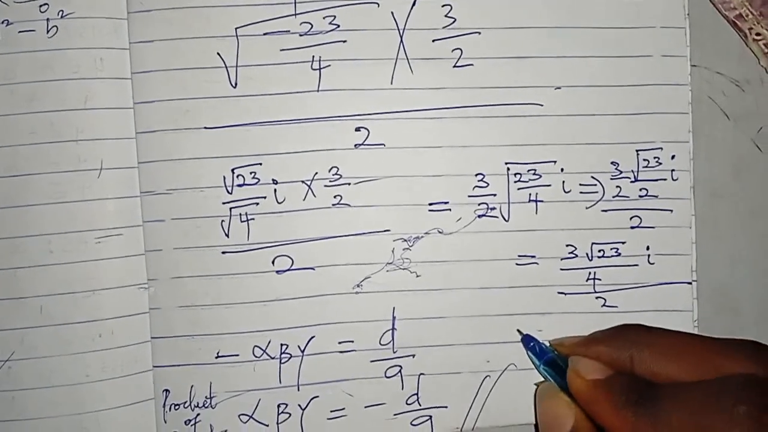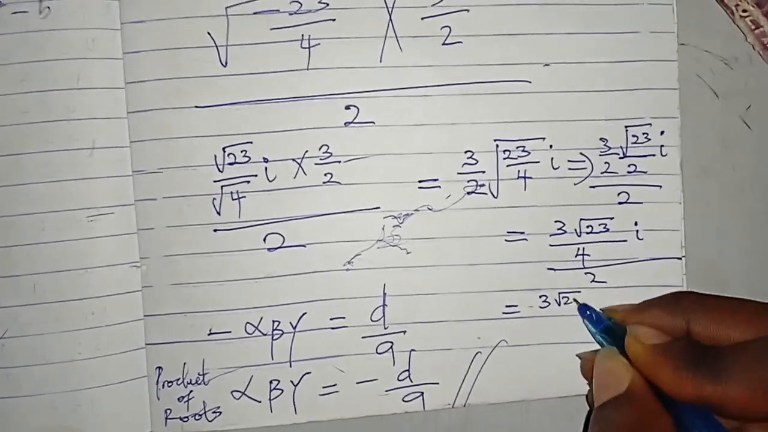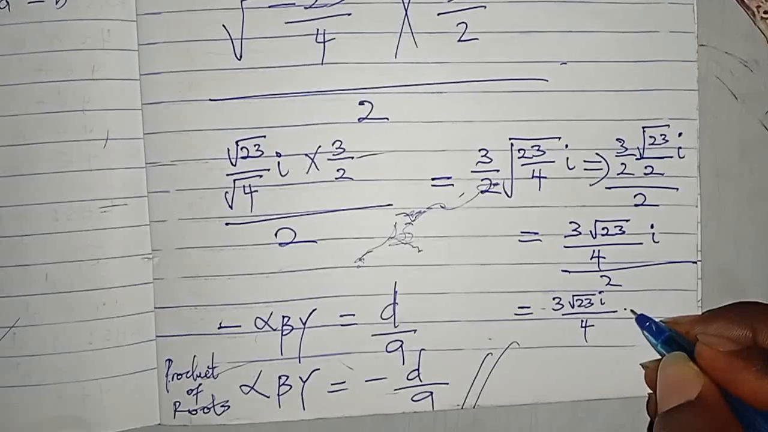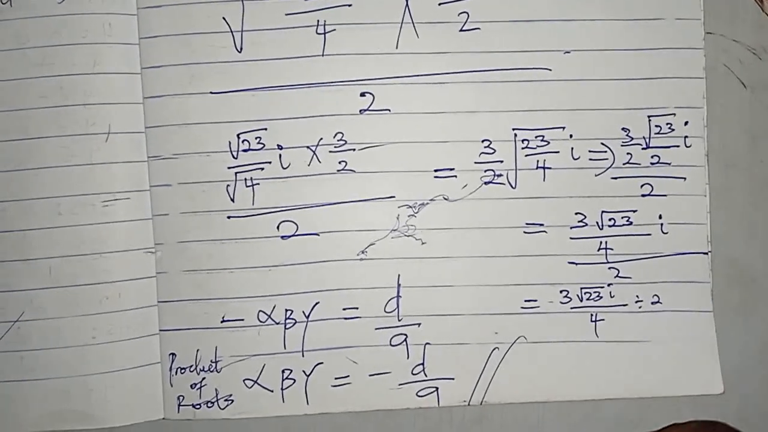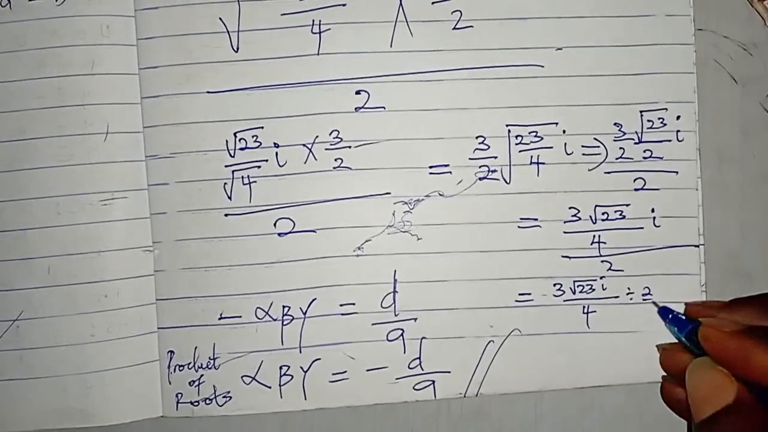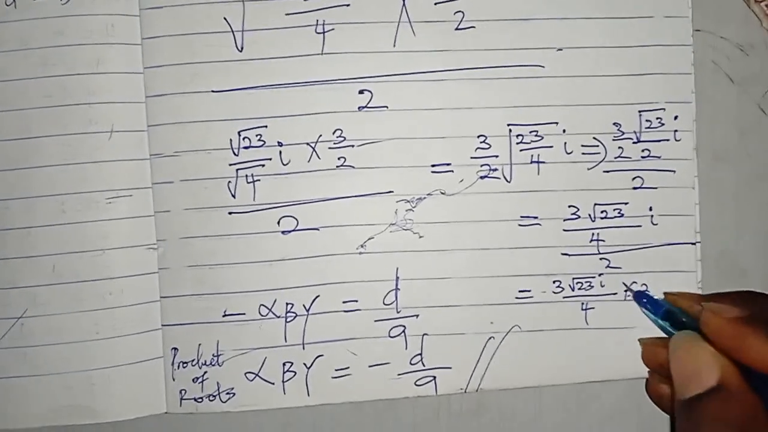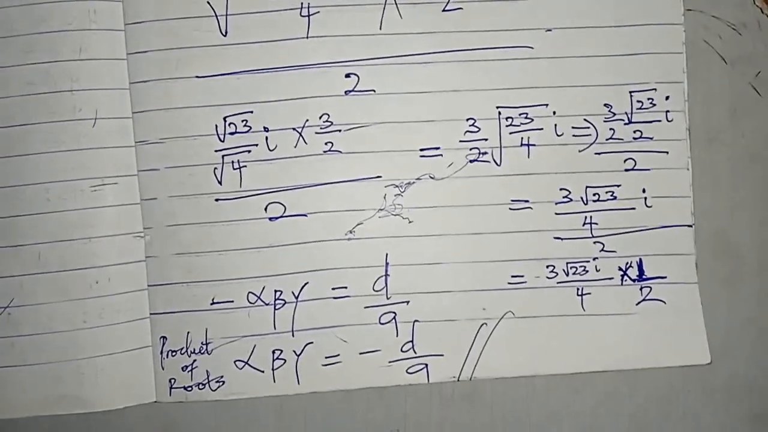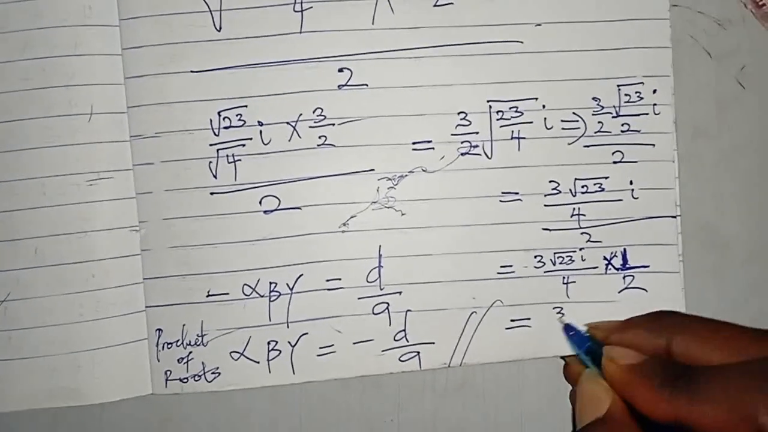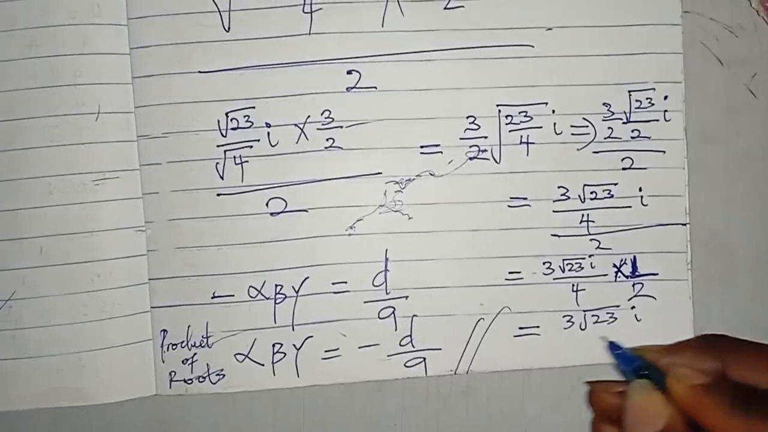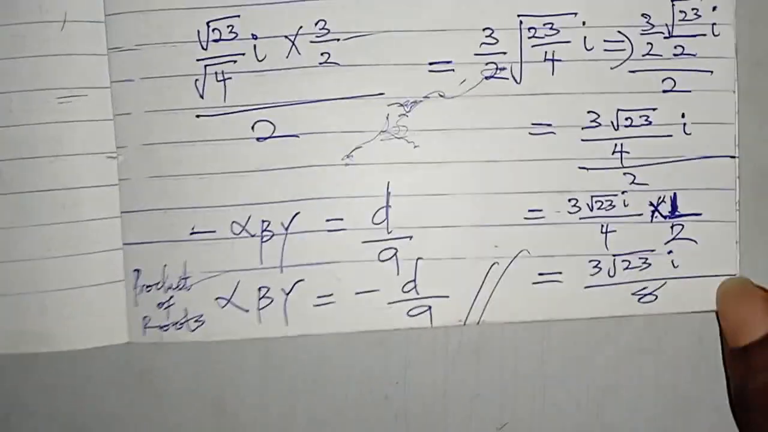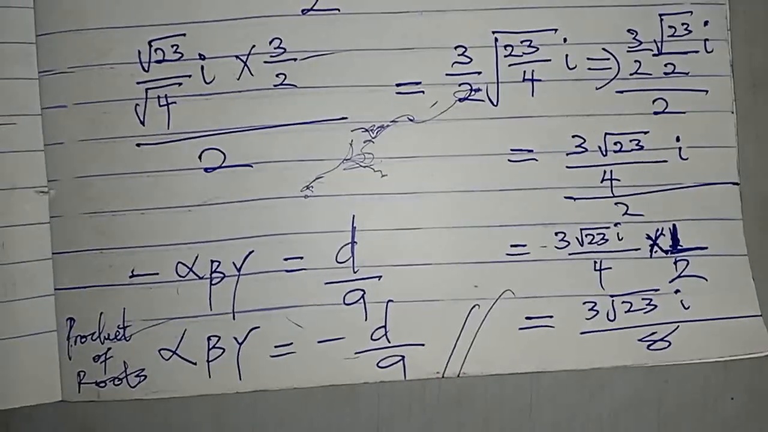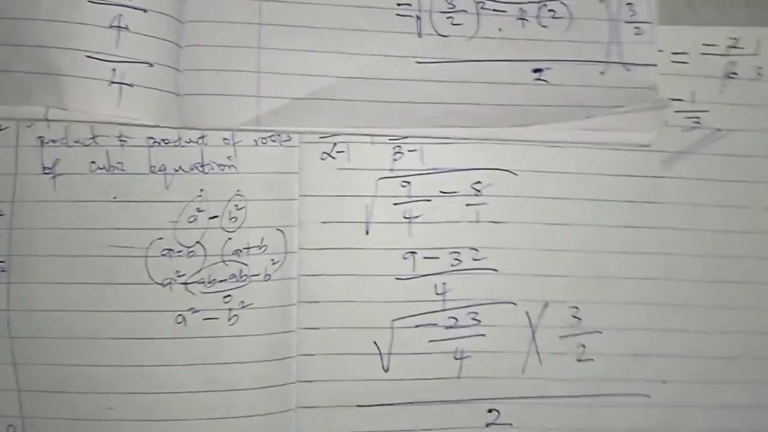So this is the same thing as saying 3 root 23 i over 4. Everything is being divided by 2, divided by 2 over 1. And this is the same thing as saying times 1 over 2. So this can be the same thing as saying 3 root 23 i over 8. Check it. Over 8.